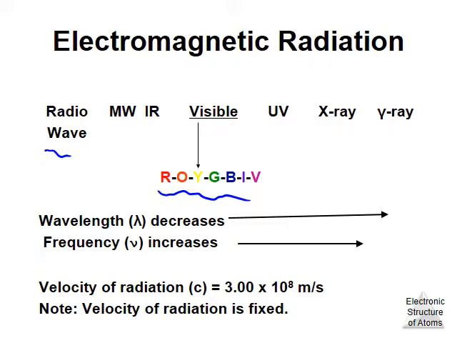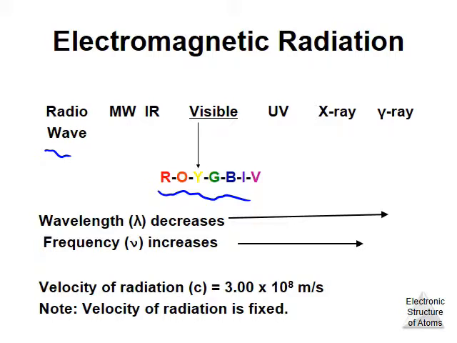Next to visible would be ultraviolet, then X-ray and gamma ray. As you go from the left side to the right, wavelength is decreasing. Radio wave has the largest wavelength, then microwave, and gamma ray has a very small wavelength. Frequency also increases along that same direction. So what we learn here is, as wavelength decreases, frequency increases.